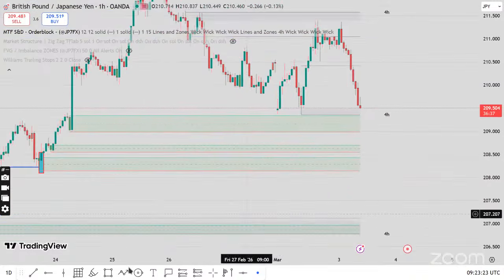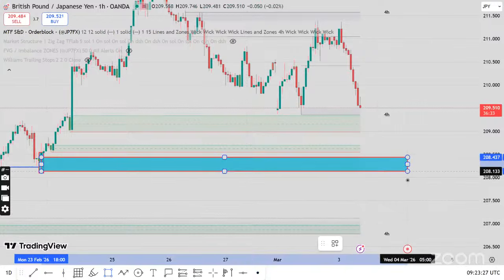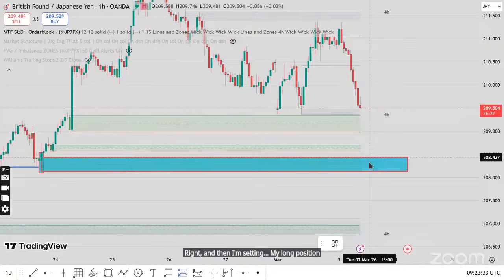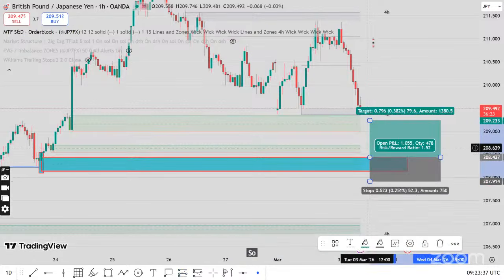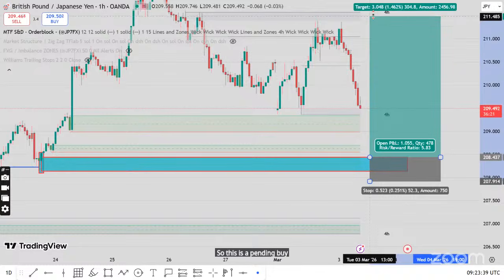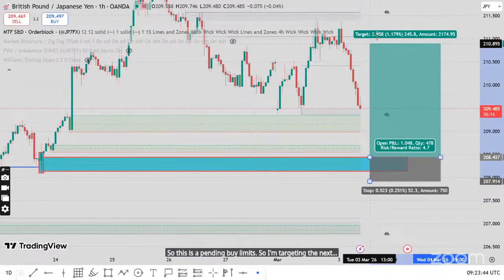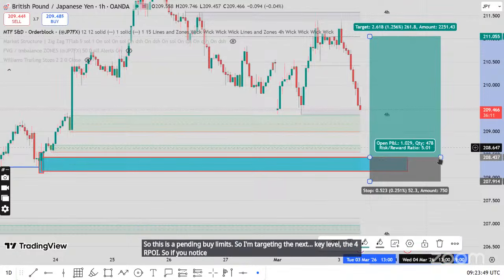So this is the POI, right? And then I'm setting my long position here. So this is a pending buy limit. I'm targeting the next key level, the 4-hour POI. If you notice, it's a 1:5.